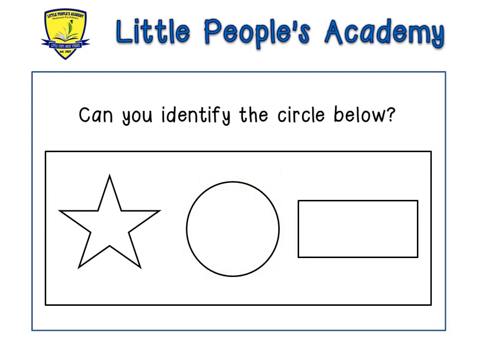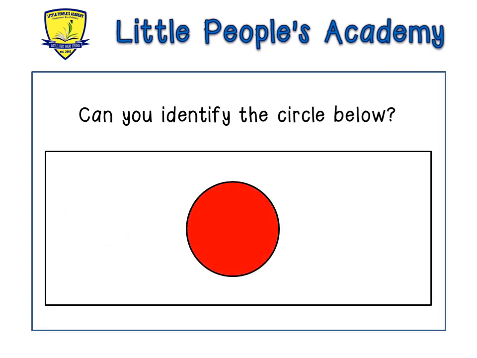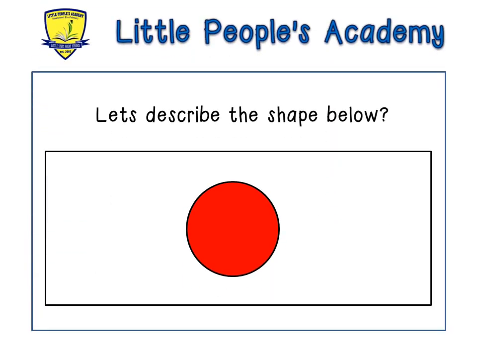Can you identify the circle below? This is a circle. Let's describe the shape below. The circle is round.